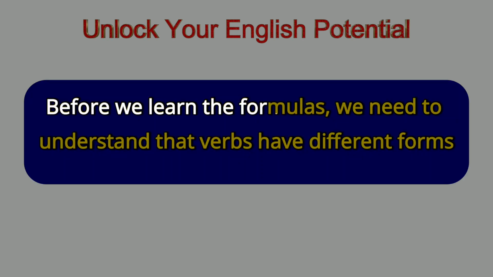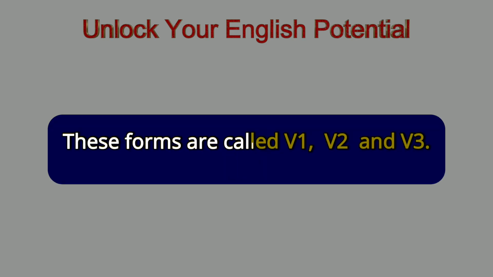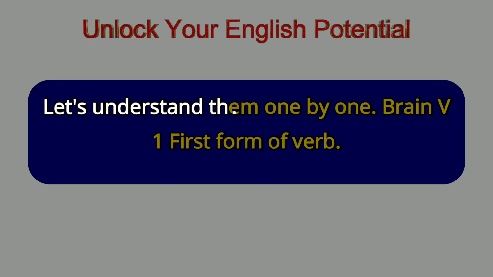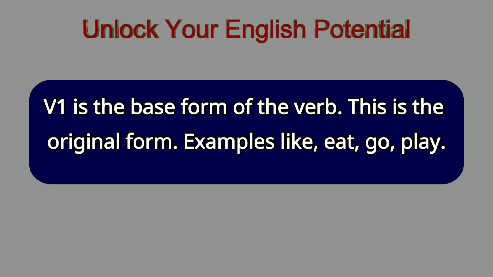Before we learn the formulas, we need to understand that verbs have different forms, like V1, V2, and V3. What are these forms? Verbs can change their form. These forms are called V1, V2, and V3. Let's understand them one by one. V1, first form of verb. V1 is the base form of the verb. This is the original form. Examples: like, eat, go, play.